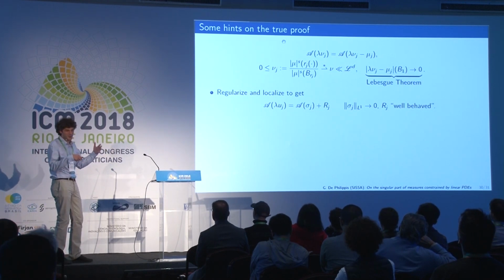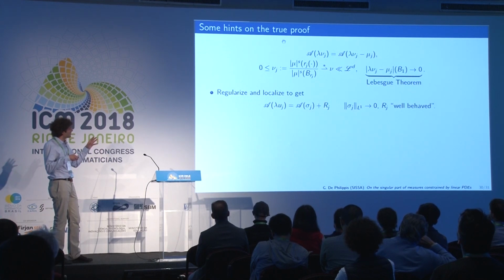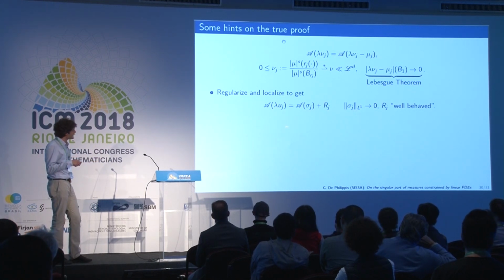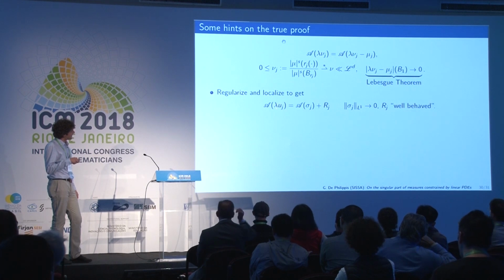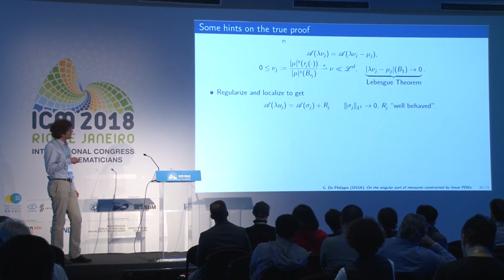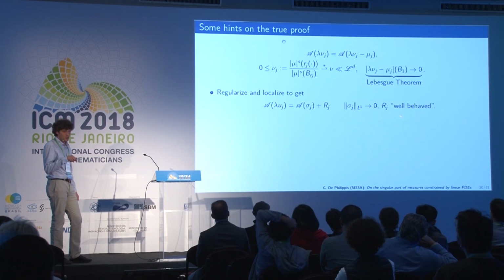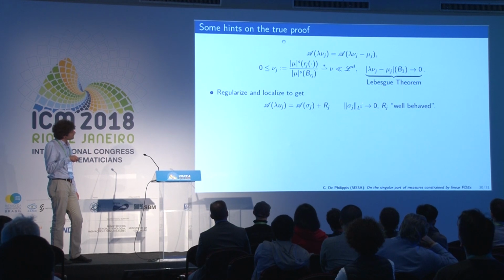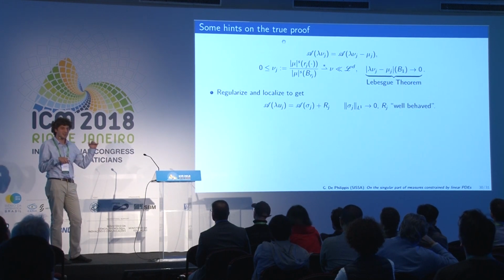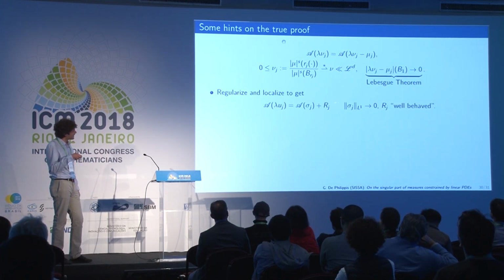Now, I was a bit free in taking Fourier transforms here and there. If you want to be rigorous, you have to regularize and localize things a bit. But what you get now is that A of lambda u_j, you should think u_j to be basically nu_j, is equal to A of sigma_j, where sigma_j is something which is going to 0 in L1, plus some remainder which this time is really well behaved. There are fewer derivatives in this remainder than in the operator.